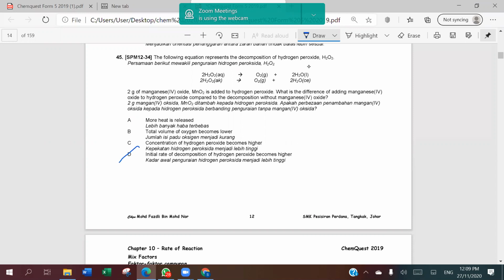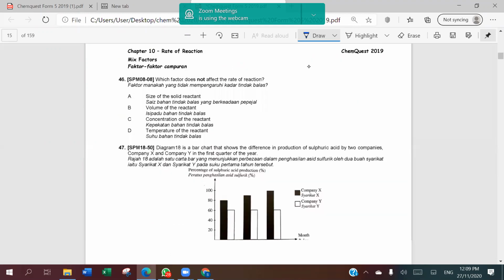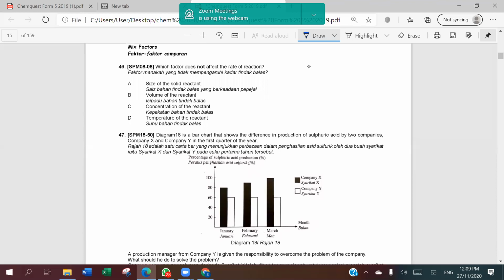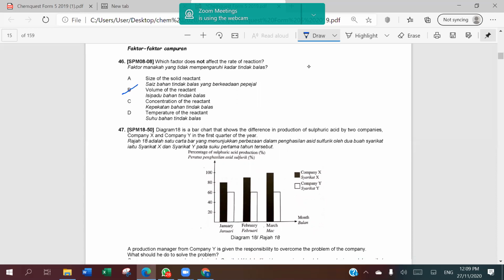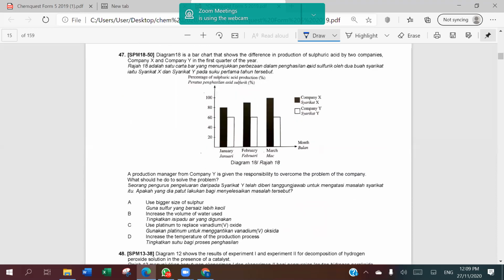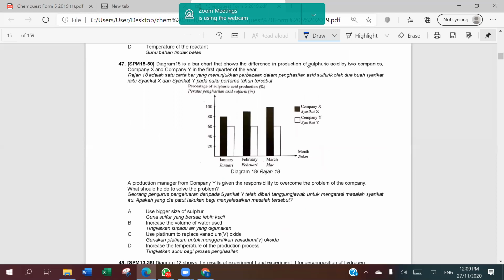Okay. The catalyst or any factor will affect the rate of reaction. Okay, good job. Okay, next one. Which factor does not affect the rate of reaction? D. Volume of the reactor. Very good. Volume, I told you must have only the factors that I gave. Now this product, they are responsible to overcome the problem here. What should they do?